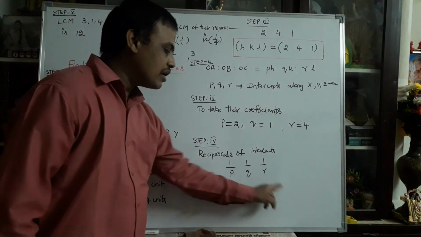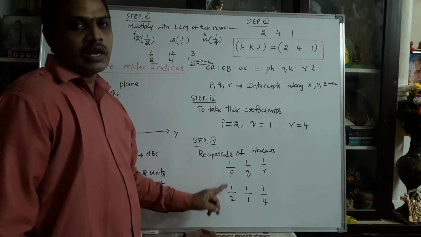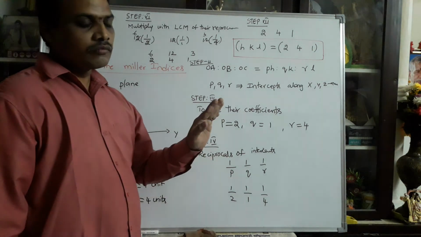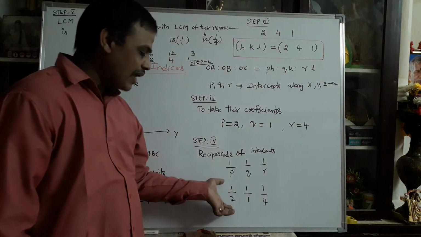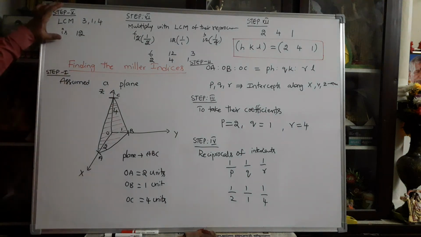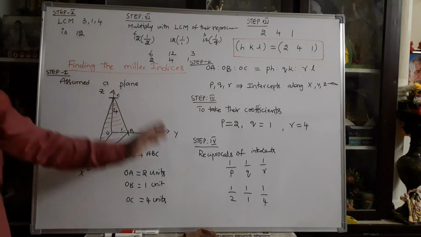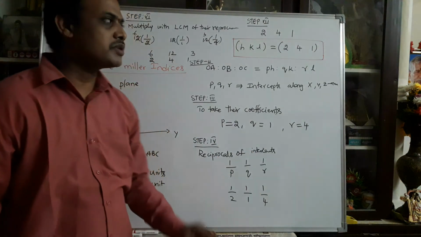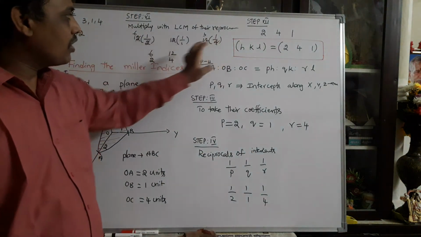So these fractional values are not called the Miller indices. Miller indices are nothing but integers. So these fraction values are converted into integers. In that way, you can calculate the LCM. After calculating the LCM, this LCM is multiplied with each reciprocal of the intercepts. So I am multiplying each reciprocal with the LCM.